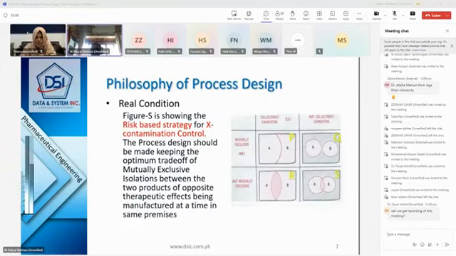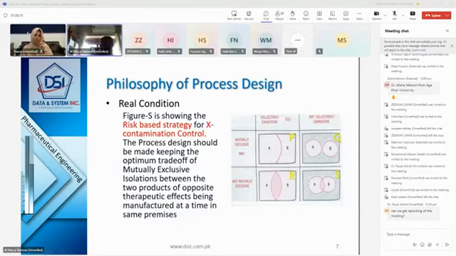So come to a micro level of process design: how we design the process and how it works. There are two critical features. One is the collectively exhaustive feature, and another one is called the mutually exclusive feature. So what is mutually exclusive?